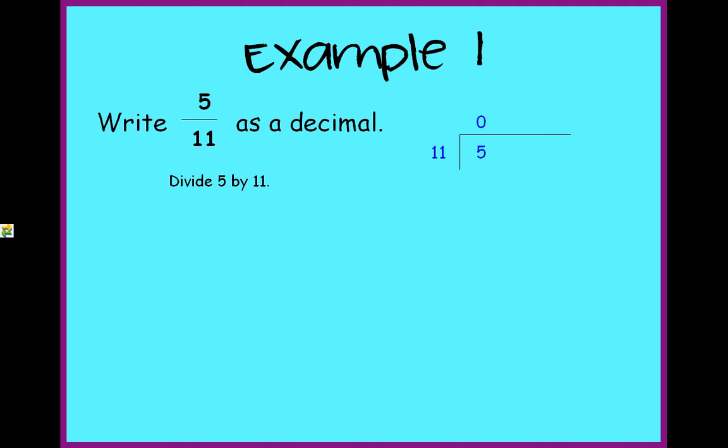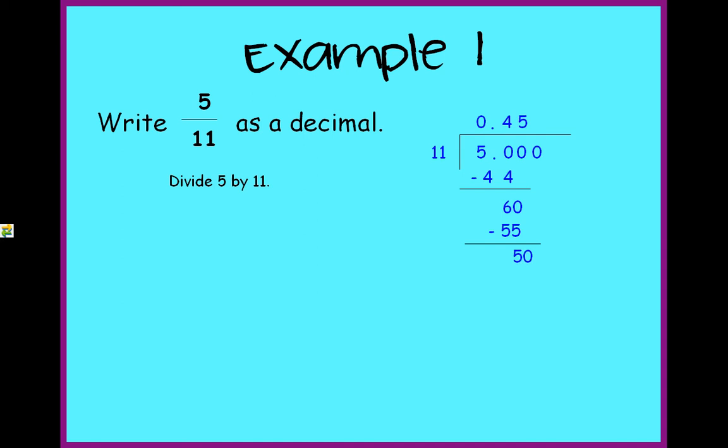11 will not go into 5, so you put a 0 and add a decimal, 0. 11 will go into 50 4 times. 11 times 4 is 44. When you subtract, you get 6. There's a remainder, so you add a 0, bring it down. 11 will go into 60 5 times. 11 times 5 is 55. When you subtract, you get 5. Remainder, so you add a 0, bring it down.